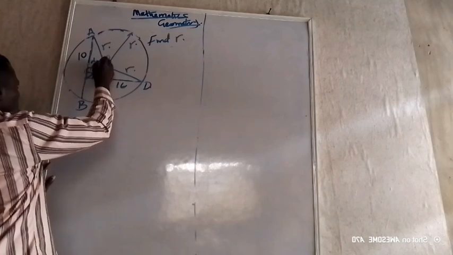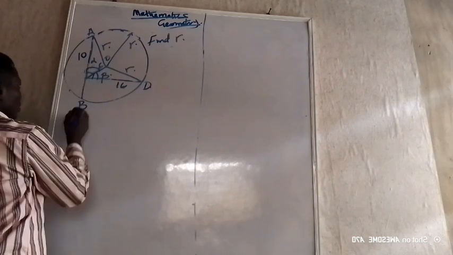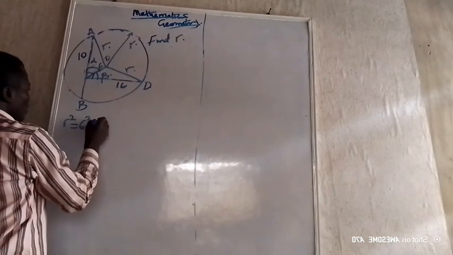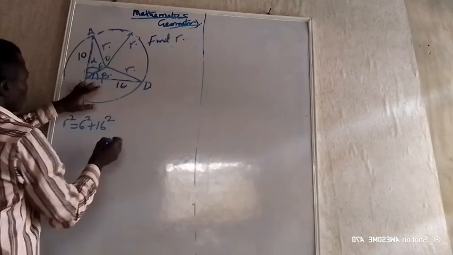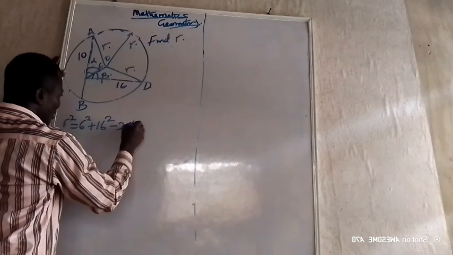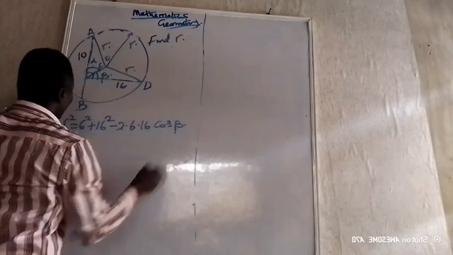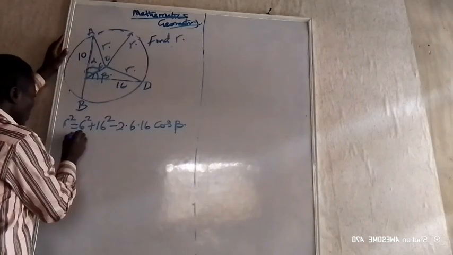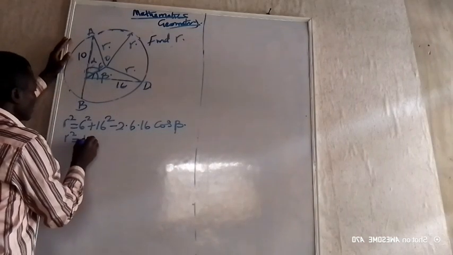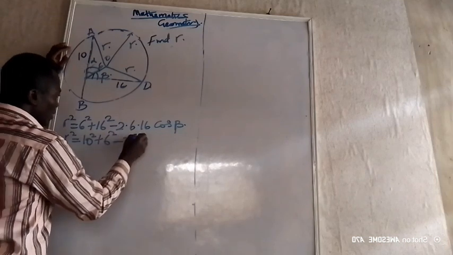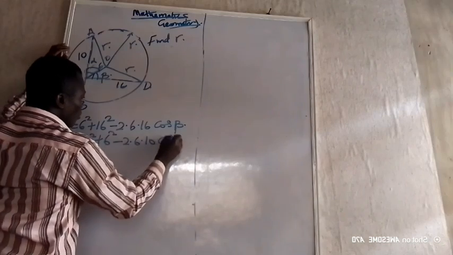Cosine rule. So we can now say r squared is equal to 6 squared plus 16 squared minus 2 times 6 times 16 cos beta. For this part, you can say r squared is equal to 10 squared plus 6 squared minus 2 times 6 times 10 cos alpha.